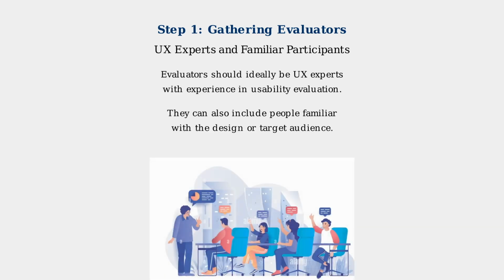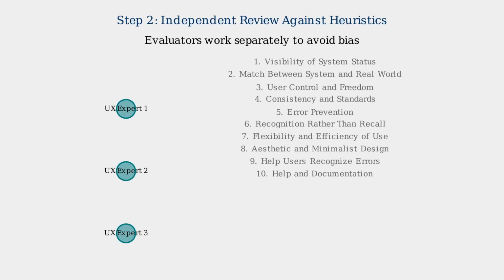The first step in heuristic evaluation is gathering evaluators. Ideally, these should be UX experts who have experience in usability evaluation and understand user interface design principles. However, evaluators can also include people who are familiar with the design being evaluated or who represent the target audience. In step 2 of heuristic evaluation, evaluators work independently to review the interface against Nielsen's 10 heuristics. This separate approach prevents group bias and ensures each expert provides unbiased feedback.